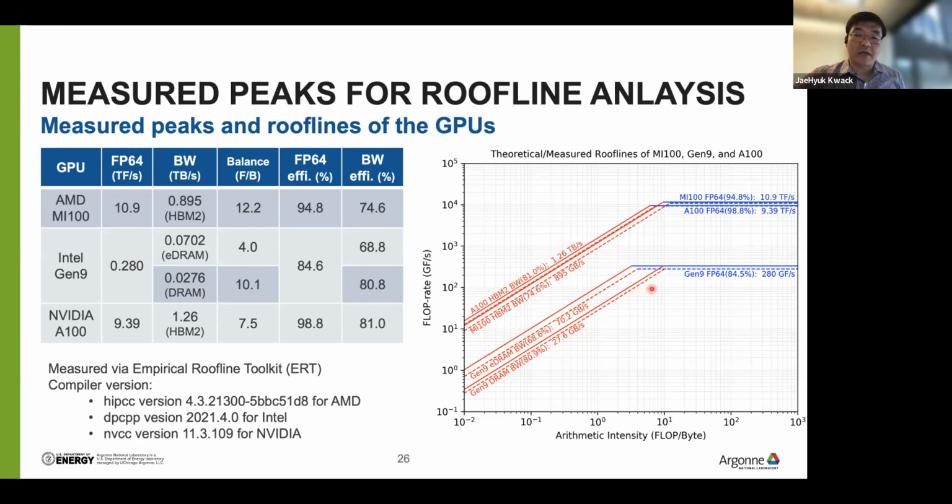On the Intel side, as I mentioned, we use the Intel Gen 9 GPU, which is an integrated GPU with very small power usage. Because of that, its peak flop rate is much lower than the others, and the peak memory bandwidth is much lower than the others. But in this study, we decided to use Roofline efficiency. So at the end, we think the efficiency-wise difference cannot be that big.